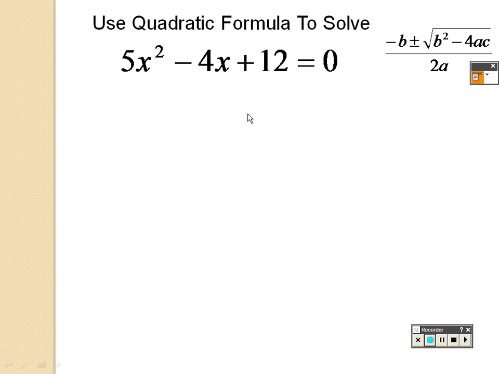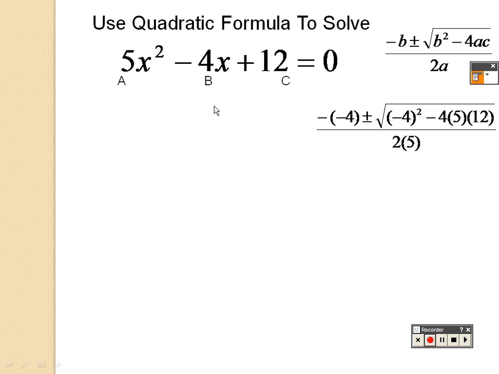With this one, it does not factor. Use the quadratic formula again. Here's the quadratic formula. This is A, this is B, this is C. So it's negative negative 4 plus or minus the square root of negative 4 squared minus 4 times a, which is 5, times c, which is 12, all divided by 2 times a. So negative negative 4 is 4. Type that all in on your calculator. Parentheses negative 4 end parentheses squared minus 4 times 5 times 12. We get negative 224. Run into a little bit of a snag.